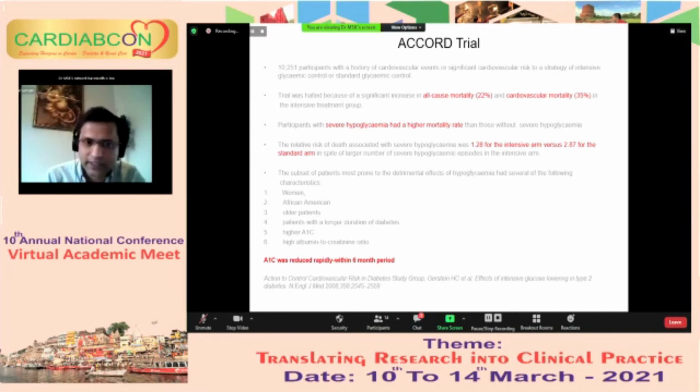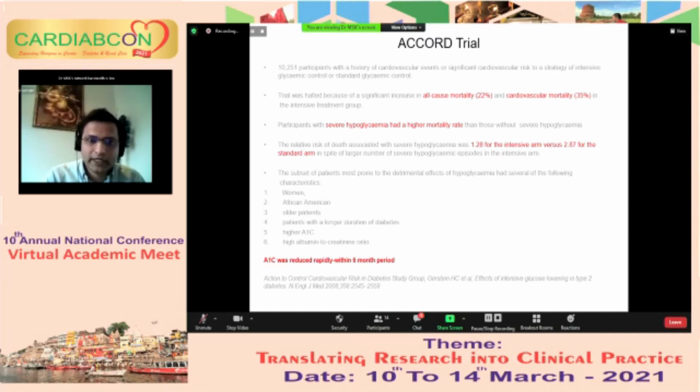Accord trial. Again, a very important finding from the Accord trial was that it identified certain populations who have increased comorbidities, which act as a risk marker. So hypoglycemia in those populations acts more like a risk factor rather than a risk marker. And which are these populations? From the Accord, most of them were African American women, older patients, patients with higher HbA1c or longer duration of diabetes. And a common theme we have seen in Accord and Advance was that patients who have a higher albumin to creatinine ratio were increasingly disadvantaged by hypoglycemia.